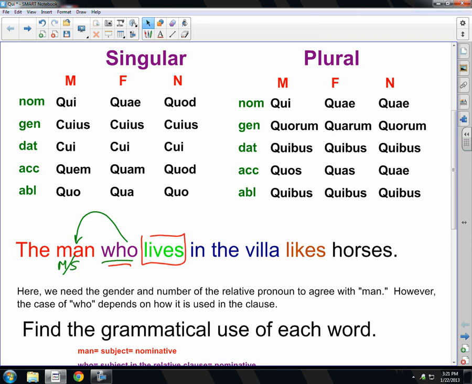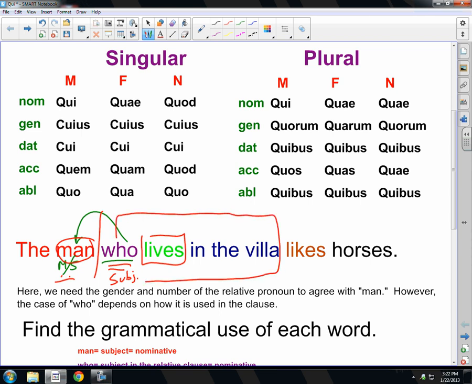So even though the number and the gender here are determined by man, because it is the subject of this clause, it will be nominative. And that'll make sense here in a little bit when we go over a few more of these.